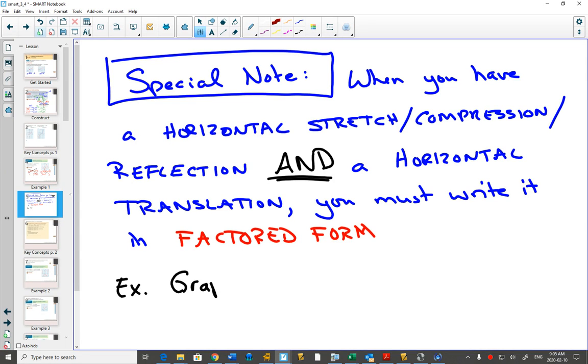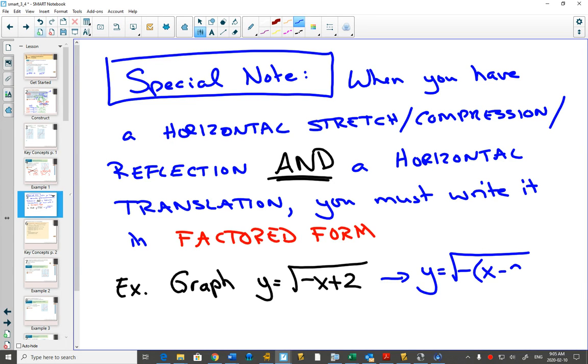We're not going to actually graph this, but just the setup. If you were asked to graph negative x plus 2 inside of a square root, can you see the negatives inside the square root? That would be a horizontal reflection. The plus 2, you're going to want to go 2 to the left because you see the plus 2. But this isn't written in factored form. So you would have to first factor out the negative, which would give you x minus 2 inside the bracket. This would be a horizontal reflection and 2 units to the right.